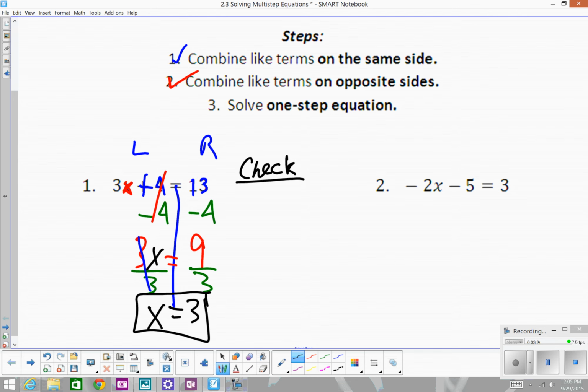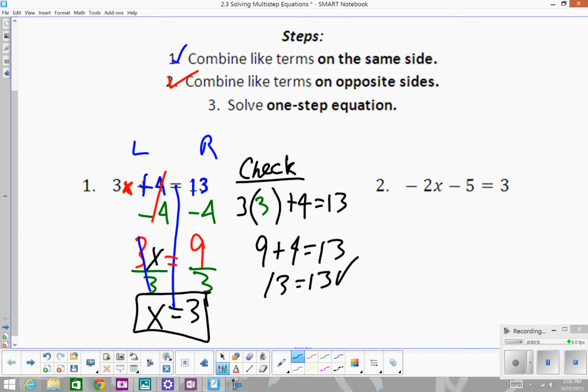Now, let's go ahead and check. Remember with solving equations, you can always check your answer to make sure you're correct. You're going to take that 3 and plug it in for x. So it's going to say 3 times 3 plus 4 equals 13. Now I have 3 times 3, which is 9, plus 4 equals 13. Simplify a little further: I have 13 equals 13, and I am done. So 3 is my answer.